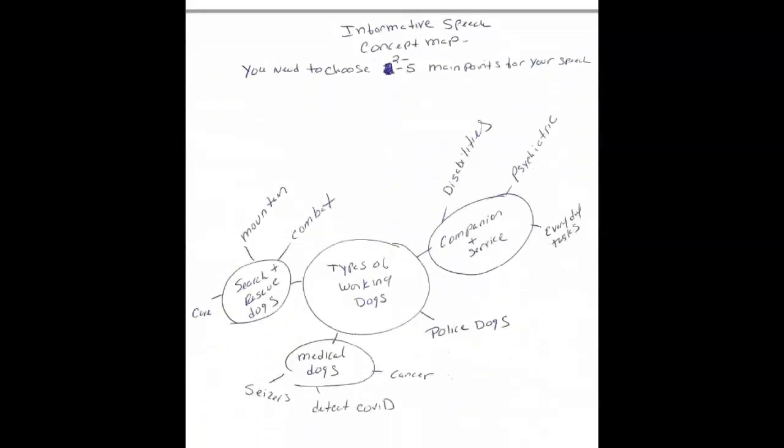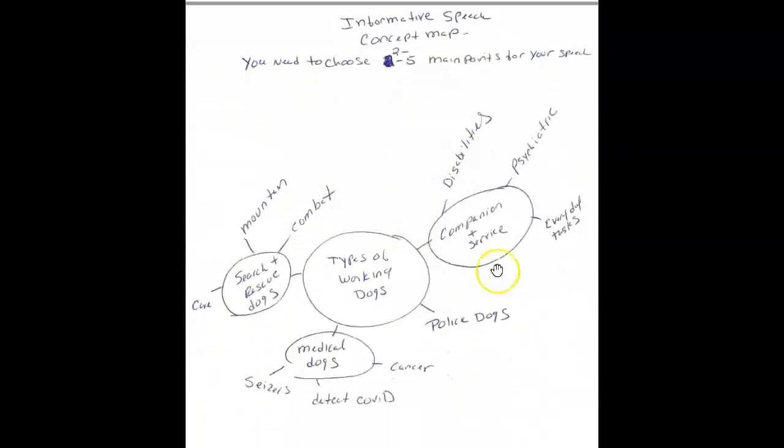So now we're going to do the same thing for an informative speech. So I took the topic dogs off of my brainstorming list. Now the informative speech is different because I did not give you the main points that you're going to talk about. So you need to come up with them. And you need to come up with 2 to 5 main points on your own for your speech.